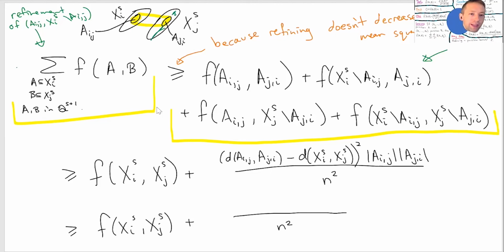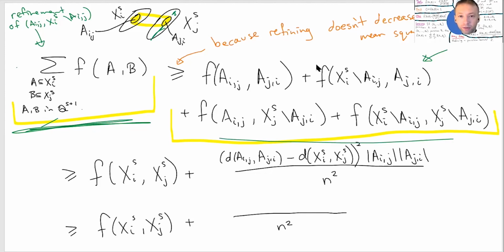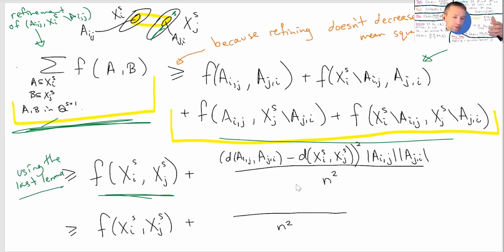By one of the lemmas we proved last time, when you refine things, the f value goes up. So the mean square density here should be at least these four terms, because this is a coarser partition that we're dealing with here. Now if I look at these four terms, I can use the last lemma we proved to say that this is at least f of xi, xj plus some stuff. This is exactly the situation we had in the last lemma: two sets which are broken into two pieces each. And this was the bound you got.